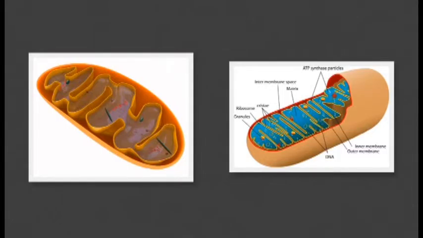Together, they create two compartments, namely the inner membrane space, which is the compartment between the membranes, and the matrix, which is the very interior of the mitochondria.